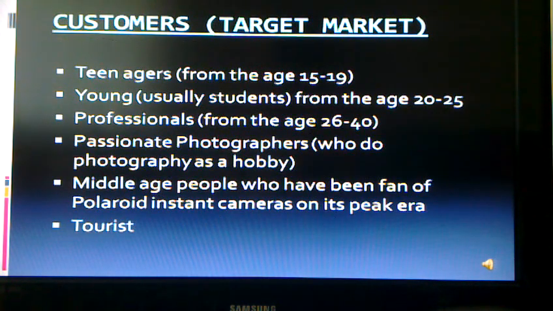The target market for a redesigned modern instant camera by Polaroid will be based on demographics. It will include teenagers from the age of 15 to 19, young people from the age of 20 to 25, professionals from the age of 26 to 40, passionate photographers, and the middle-aged people who have been fans of the Polaroid instant camera in its peak era.